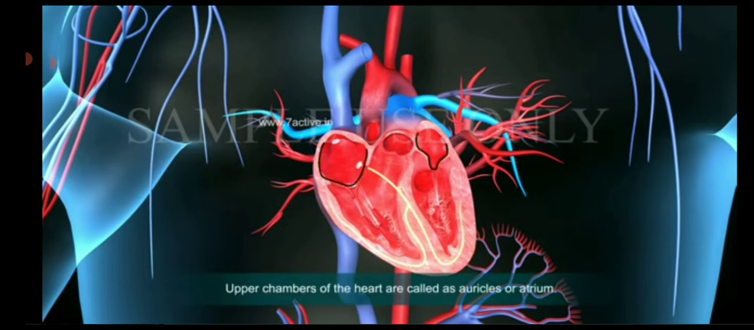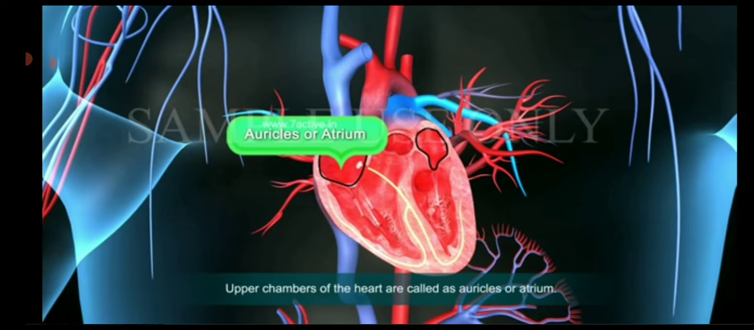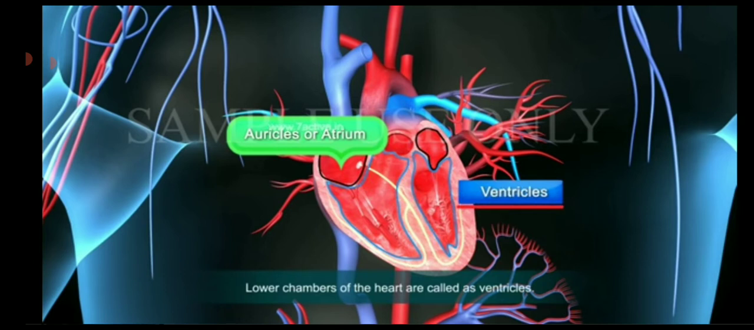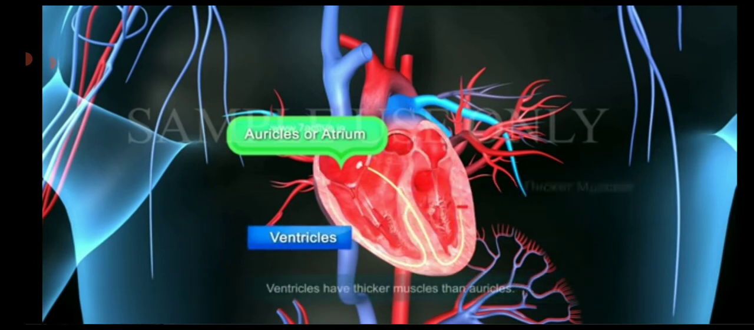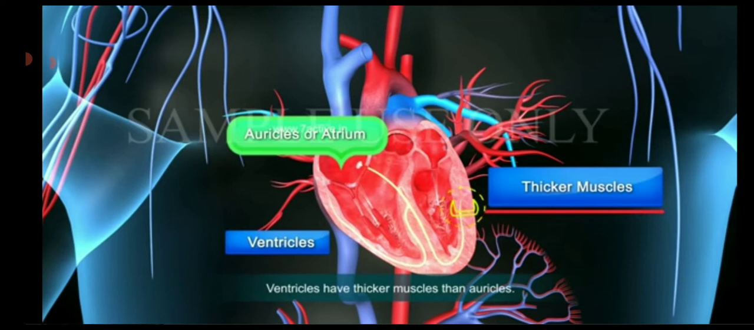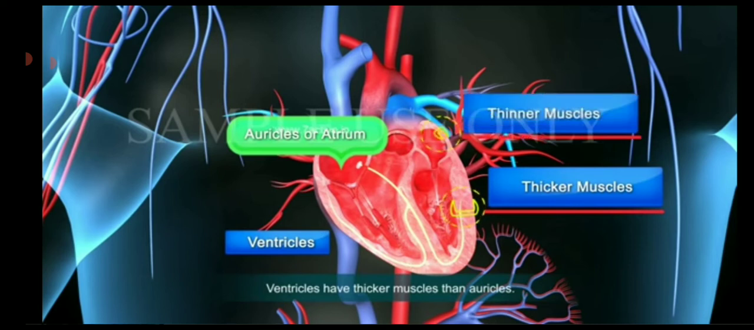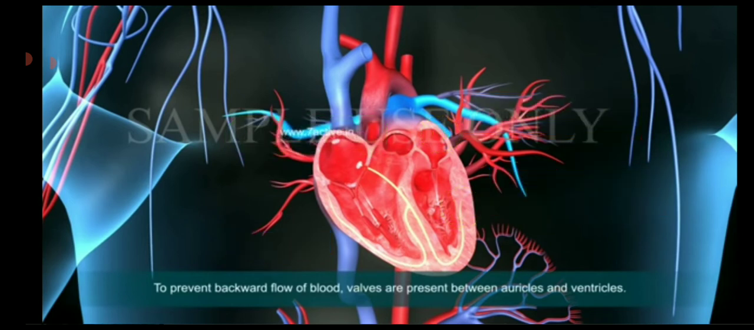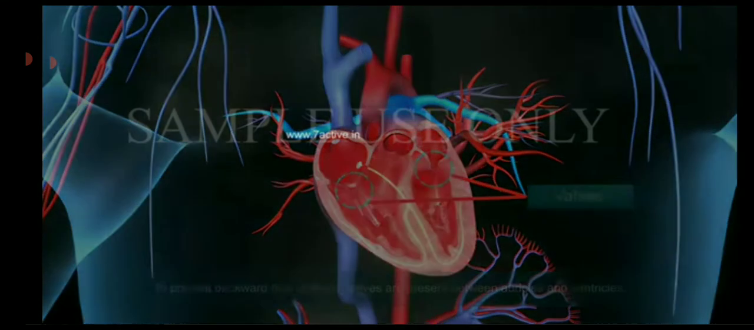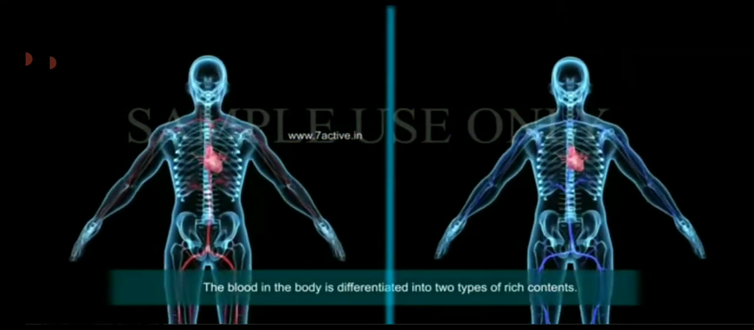The upper chambers of the heart are called atrium or auricles. The lower 2 chambers are called ventricles. The lower chambers have thicker muscle, the upper thinner muscle. To prevent backward flow of blood, valves are present between the auricles and ventricles.